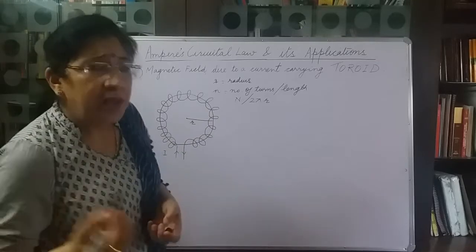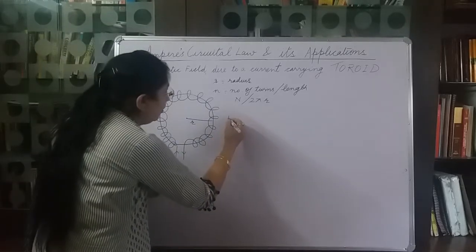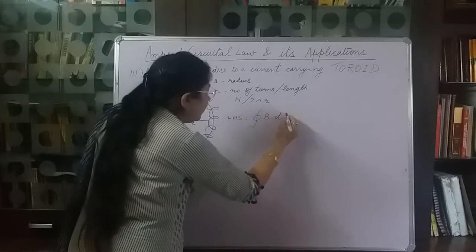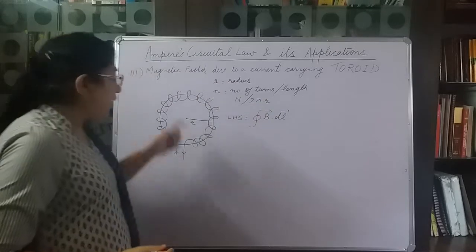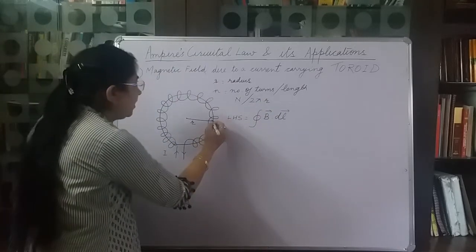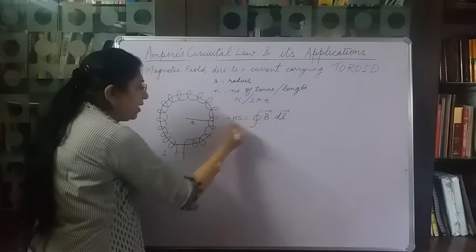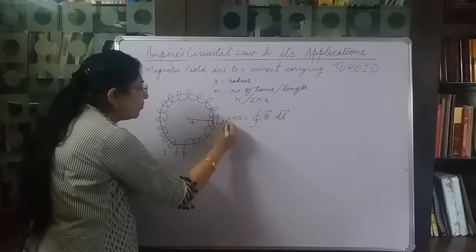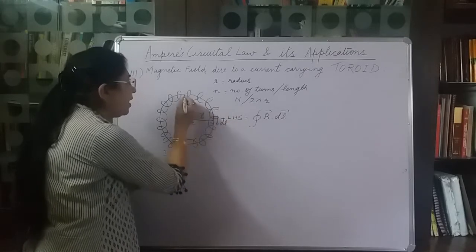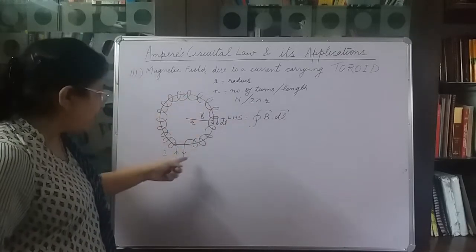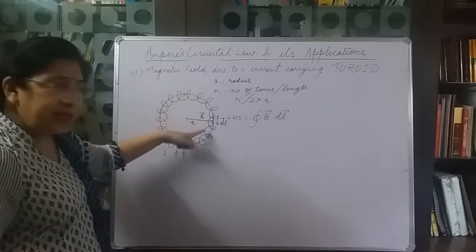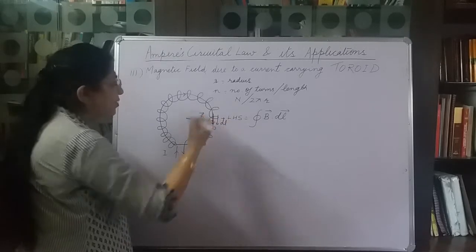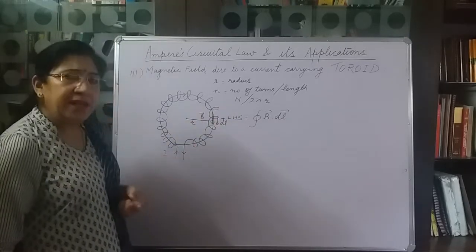Let us take the left hand side of Ampere's law. The left hand side is the integral of B dot dl. At any point on the Amperian loop, if we see the direction of B and dl, we will see that B and dl are in the same direction. We had seen that the magnetic lines of force in this case are pointing in this direction. Therefore, the tangent to the magnetic line of force is in this direction. B and dl are in the same direction.